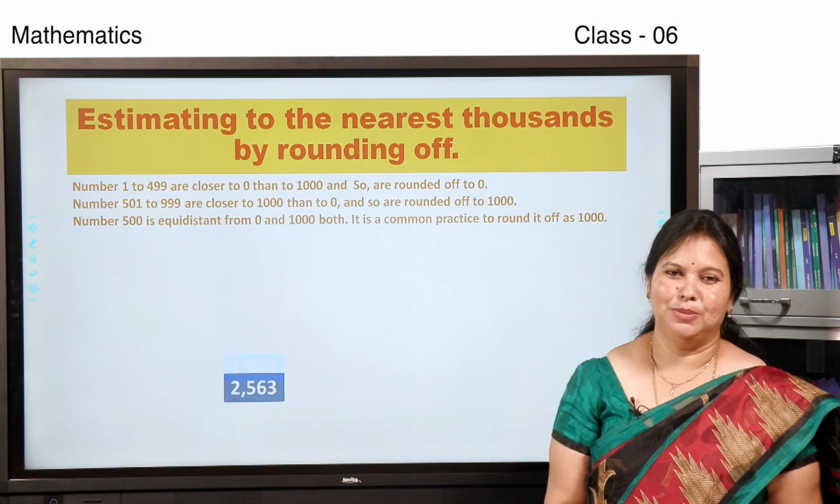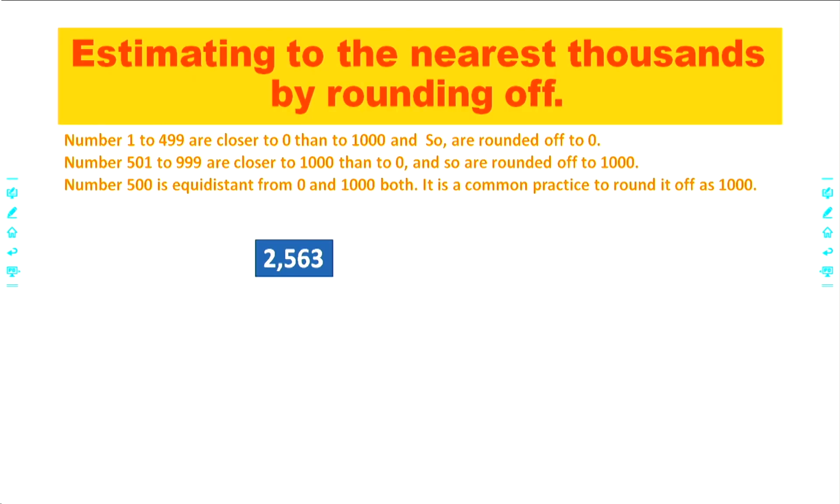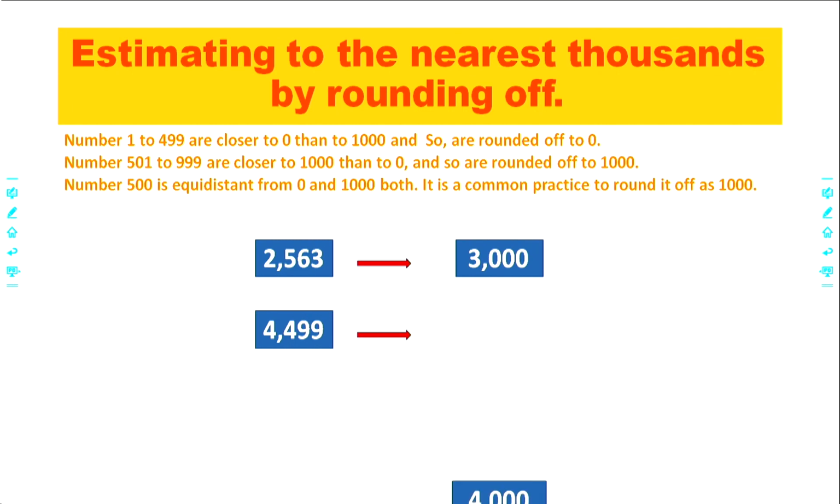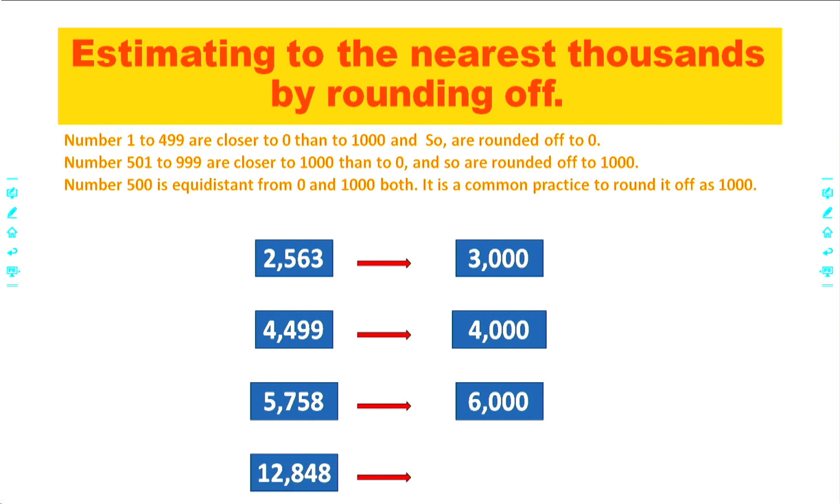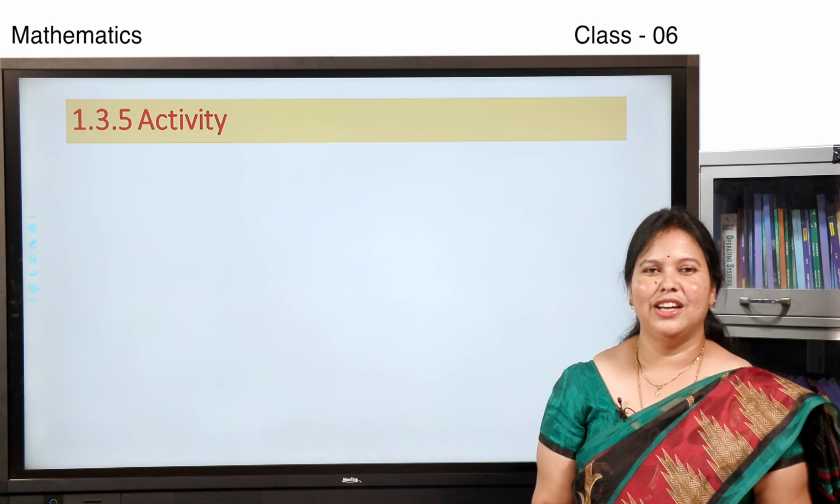Let us see an example. 2563 is rounded off to 3000. So, 4499 is rounded off to 4000. Similarly, 5758 is rounded off to 6000 and 12,848 can be rounded off to 13,000.